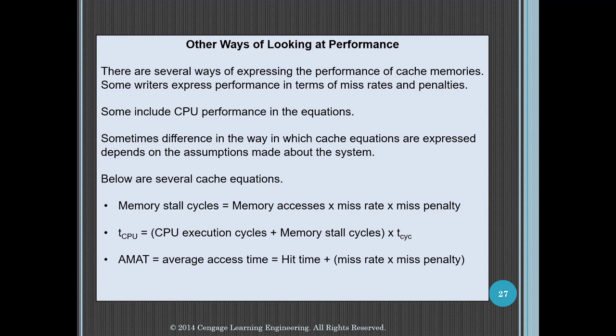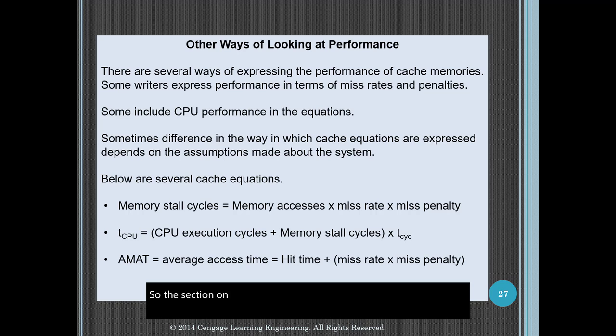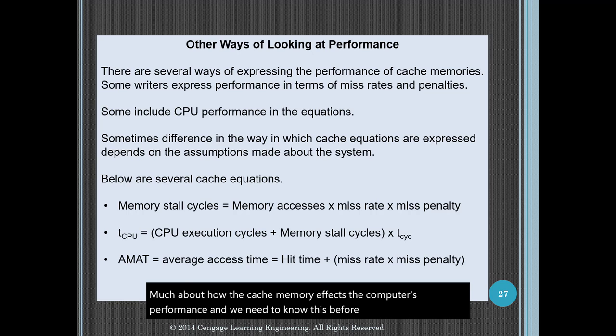The section on cache performance is very math intensive. We do need to know how the cache memory affects a computer's performance, and we need to know this before we decide whether adding cache memory is cost effective. We can build simple models that omit fine details of real cache systems, or we can come up with different types of predictive models with the hit-miss ratio and things like that. It is fairly math intensive, so I'm going to hop over that and just talk about this section right here, other ways of looking at performance.